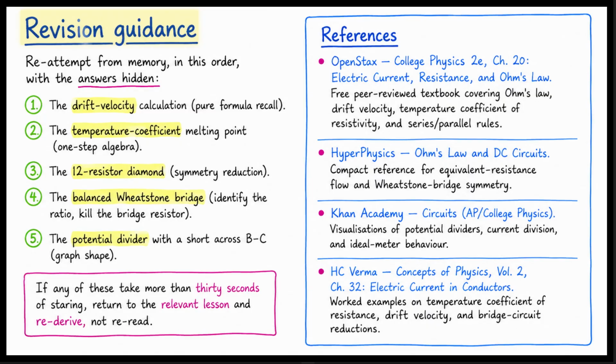And finally, here is your revision guidance. If you want to lock these ideas in long-term, reattempt from memory in this order with the answers hidden. First, the drift velocity calculation, that is pure formula recall. Second, the temperature coefficient melting point, one-step algebra. Third, the 12-resistor diamond symmetry reduction. Fourth, the balanced Wheatstone bridge, identify the ratio, kill the bridge resistor. And fifth, the potential divider with a short across B to see graph shape. That order goes from pure recall to multi-step reasoning, so the difficulty curve is gentle.